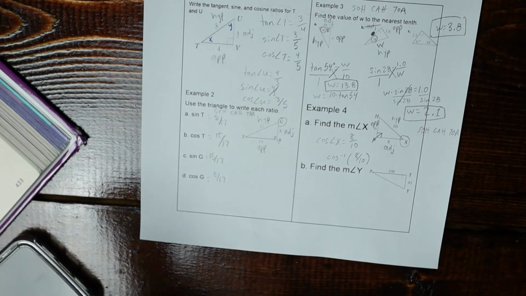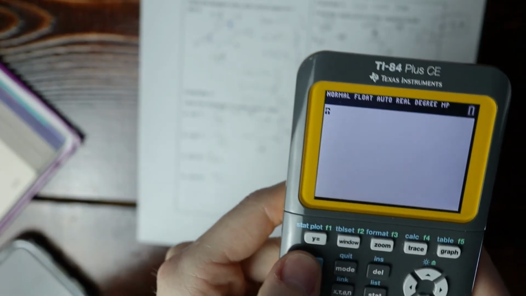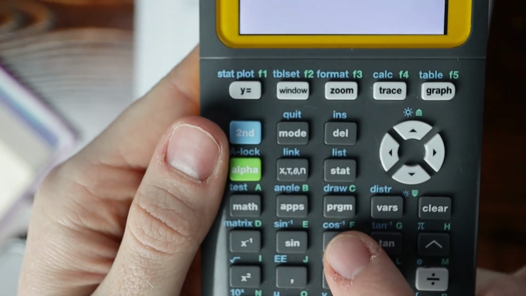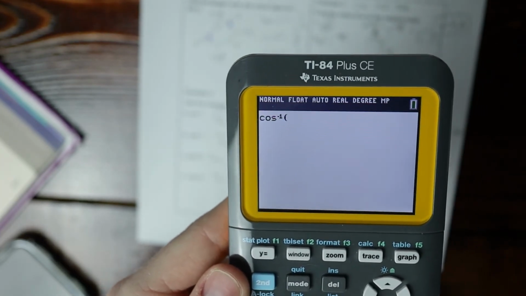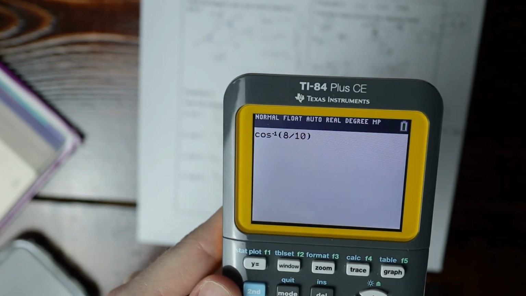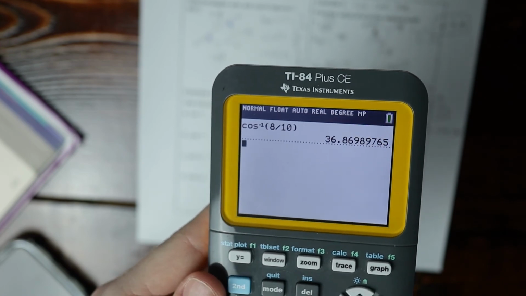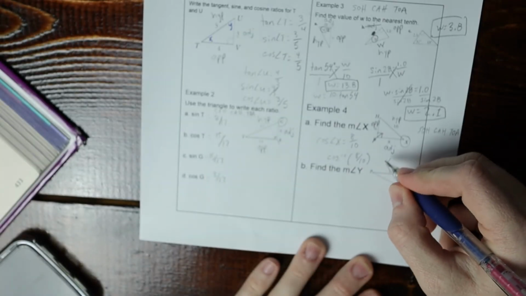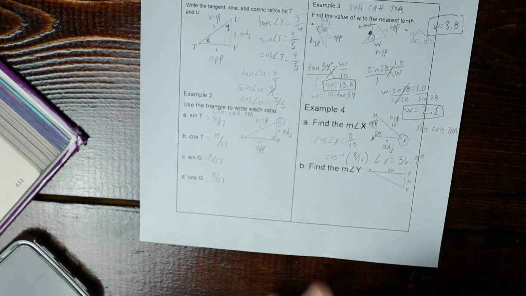Now on the TI calculators, like mine, it's pretty easy. You just hit second and then cosine, because if you look on here, it says cosine to the -1. By the way, you can also type this in on any computer online and just do it on Google. And then I type 8 over 10 and I get 36.8 degrees, or 36.9 degrees if I round it to the nearest tenth. Angle X equals 36.9 degrees.